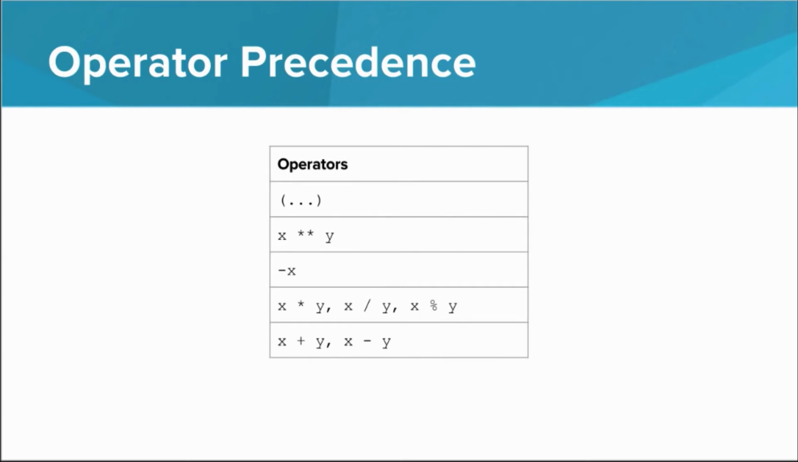We didn't discuss parentheses as an operator, but it's important to know that everything in parentheses is evaluated first, then exponentiation expressions are evaluated, then negation expressions, then multiplication, integer division, and modulus expressions are all evaluated from left to right. And finally, addition and subtraction expressions are evaluated from left to right. This is a lot of information, but hopefully it'll make more sense when we go through an example.